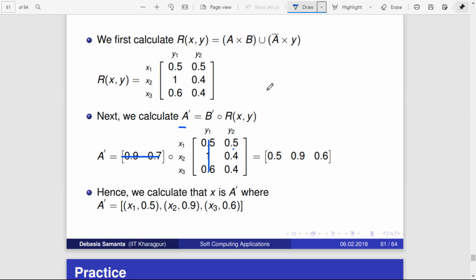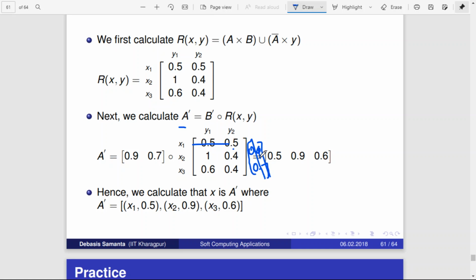We will put 0.9 and 0.7 here. We just transpose the 0.9 and 0.7, so it becomes like this: 0.9 and 0.7. Okay, now we perform the composition like this and this.